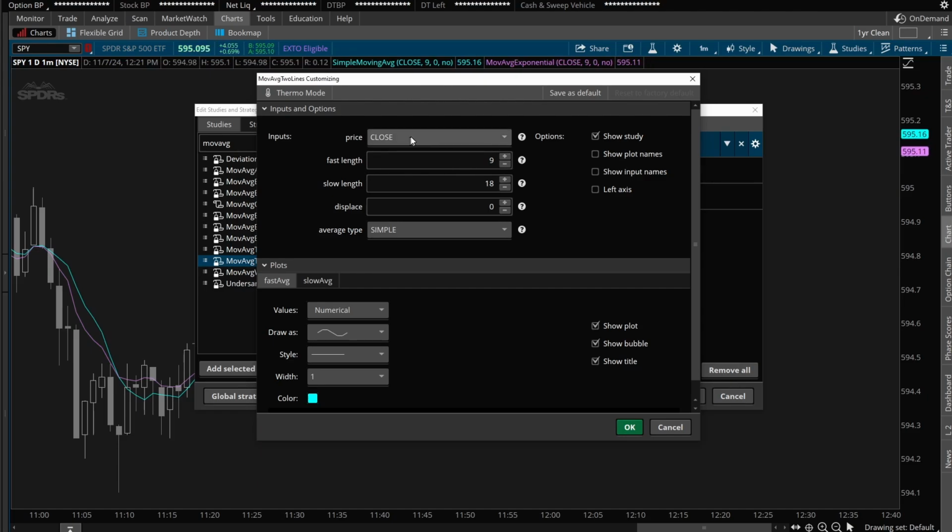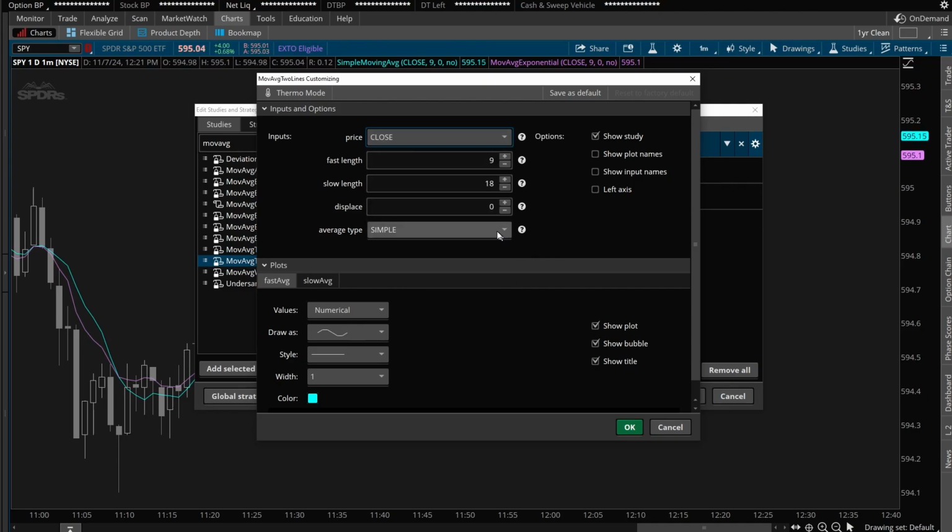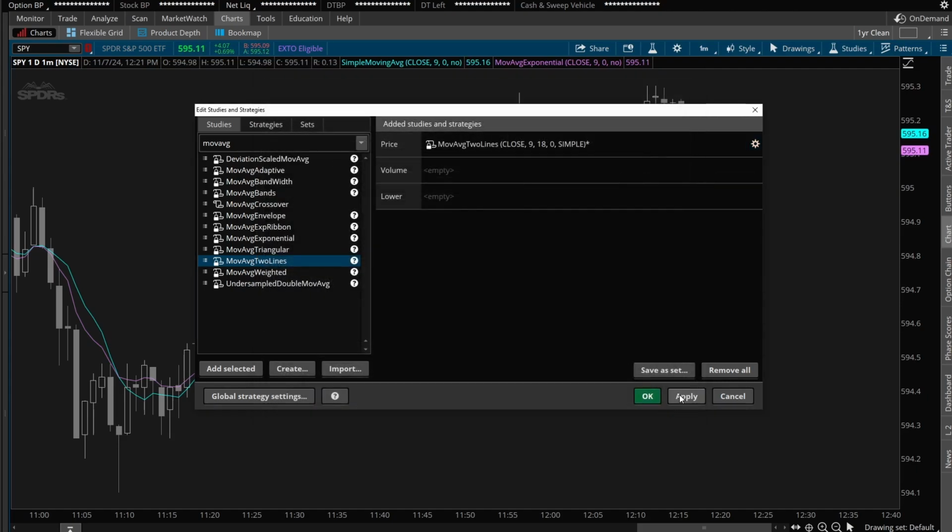You can change how it is plotted, as far as plotting off the close price. I leave that. Right here, you can change this from simple to exponential. Hull is also another great one that you should look into. We'll look at that in just a second. Also, you can change the color of the fast and the slow average, and you'll notice it already has that changed for us. So I'm going to hit OK and apply.